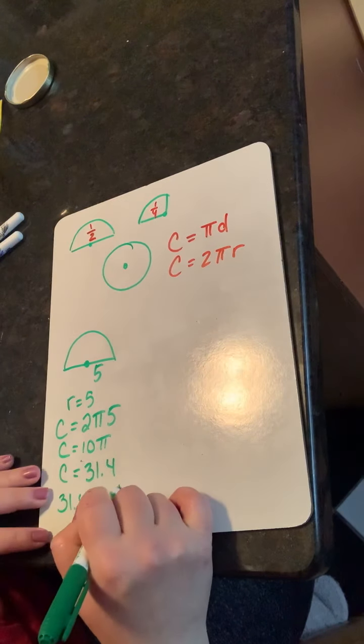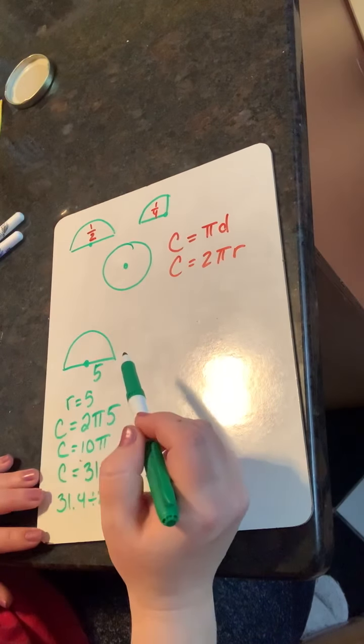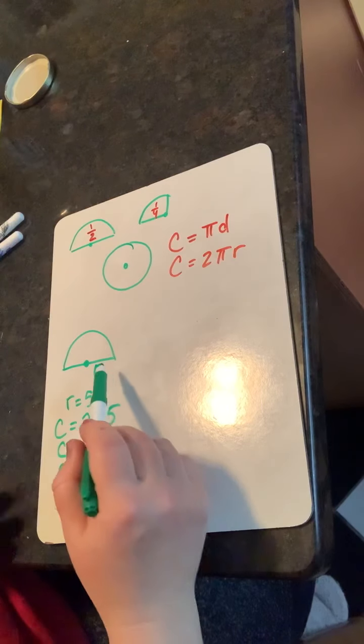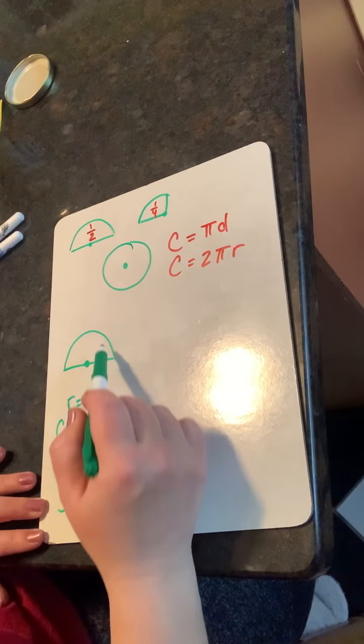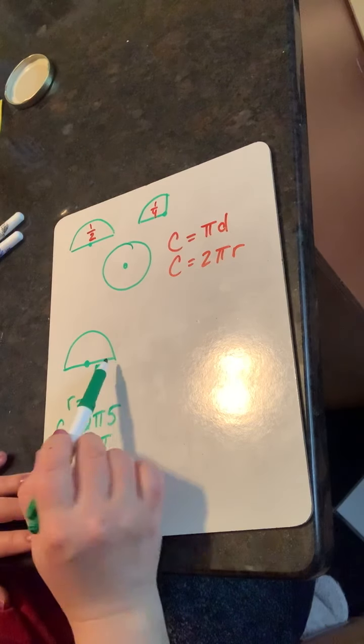And I get 15 7/10, which is the distance of this arc. Now I have to close my shape by adding the diameter.